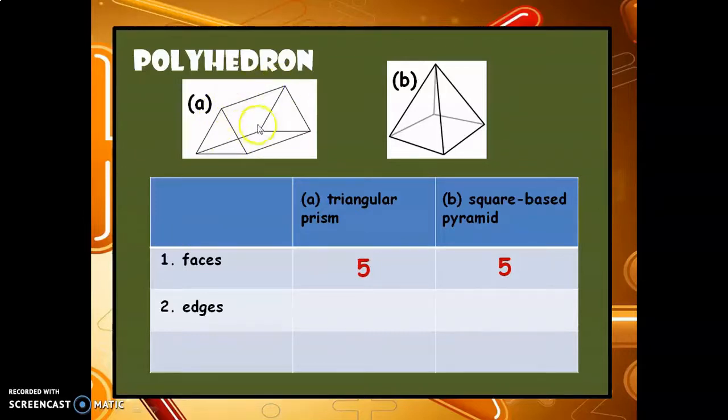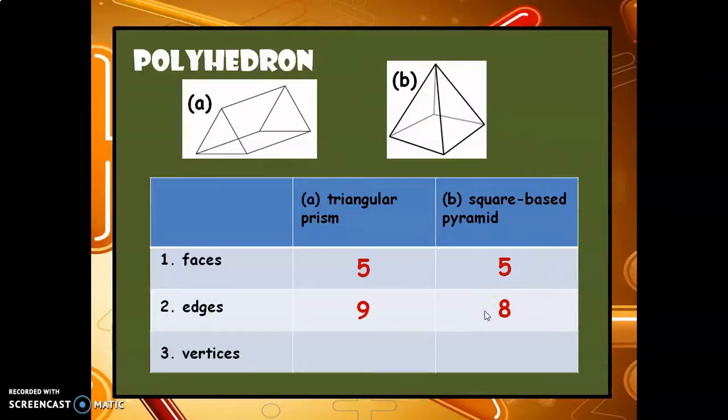Now if you count those lines for this triangular prism, that is equal to 9. Yes, 9. You have 3 for one triangle and another 3 for the other triangle, and then 3 for the rectangles, the remaining 3 edges. So in total you have 9 edges. What about the square based pyramid? Exactly. If your answer is 8, that is correct. If you count those edges, that is 8 in total.